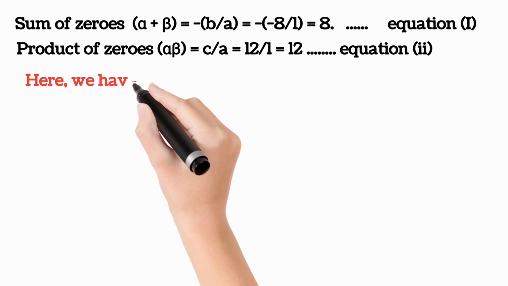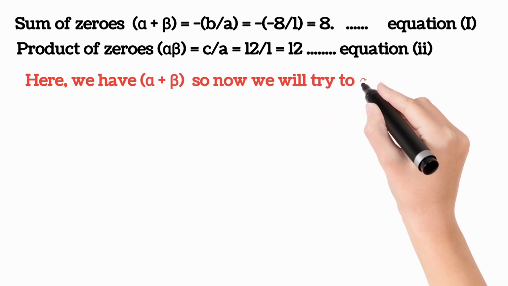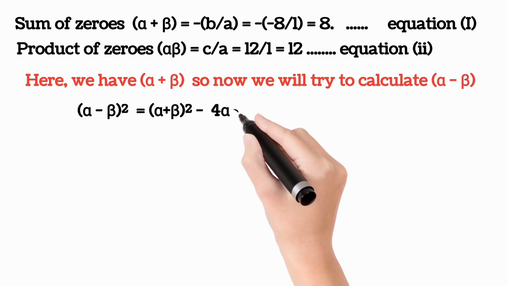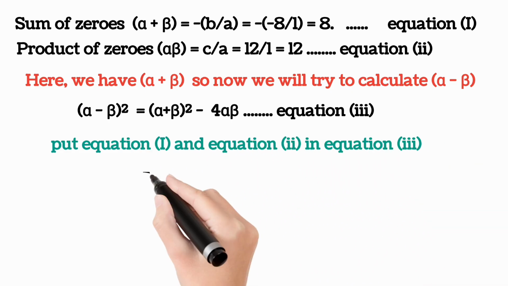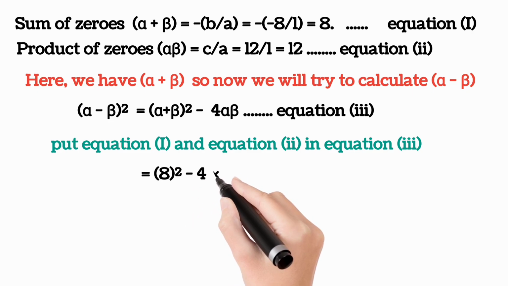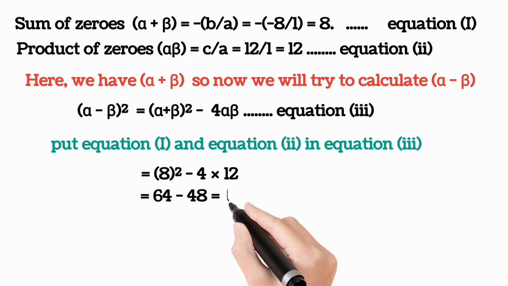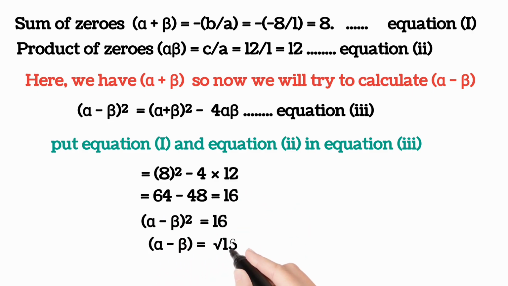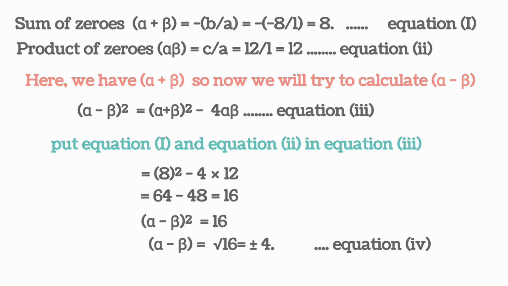Here we have alpha plus beta. So now we will try to calculate alpha minus beta. For this, alpha minus beta square is equal to alpha plus beta square minus 4 alpha beta, that is equation 3. Put equation 1 and equation 2 in equation 3, that is equal to 8 square minus 4 into 12, that is equal to 64 minus 48, that is equal to 16. Now alpha minus beta square is equal to 16, so alpha minus beta is equal to root 16, that is equal to plus minus 4, that is equation 4.